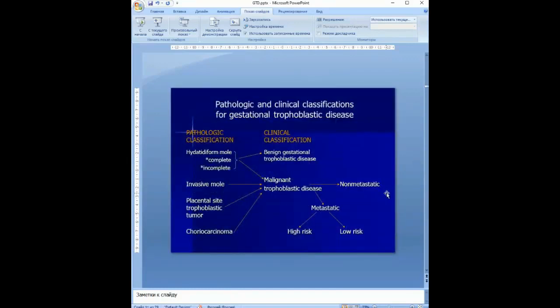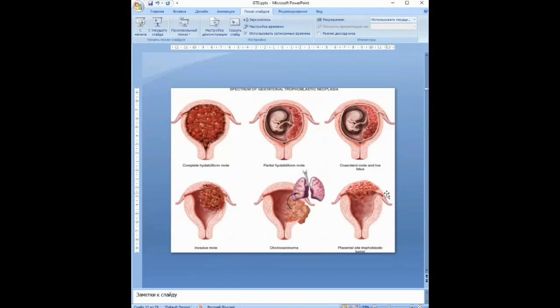In this picture, you see the classification of gestational trophoblastic disease: hydatidiform moles, invasive mole, placental site trophoblastic tumor, choriocarcinoma, and additionally, epithelioid tumor, which could be benign and malignant. I mean, the benign forms of GTD are hydatidiform moles. In this picture, you see the schematic presentation of all these forms of GTD: complete hydatidiform mole, partial hydatidiform mole, coexistent mole and live fetus, which is also possible, invasive mole, destruens, choriocarcinoma with metastasis to lungs, placental site trophoblastic tumor.